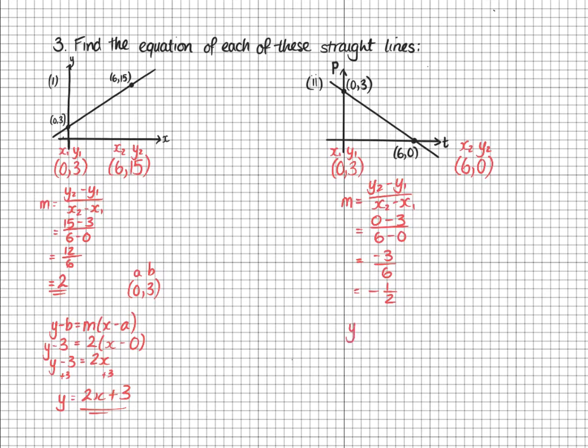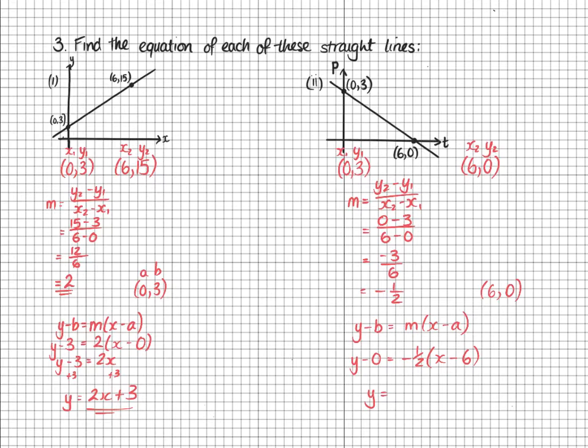So we've got y minus b equals m times x minus a. Okay, so let's use our 6, 0. So then we're going to get y take away 0 equals negative a half times x take away 6. So then y take away 0 is just y, and we've got negative a half times x, which is negative a half x.